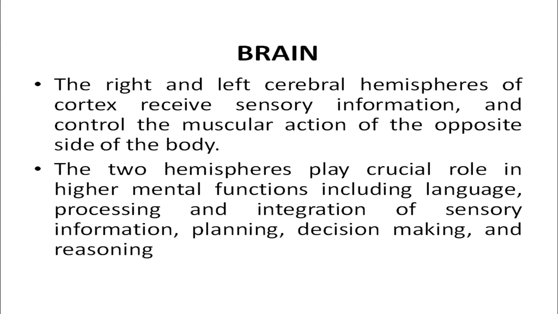The right and left cerebral hemispheres of the cortex receive sensory information and control the muscular action of the opposite side of the body. The two hemispheres play a crucial role in higher mental functions, which include language, processing and integration of sensory information, planning, decision making and reasoning.